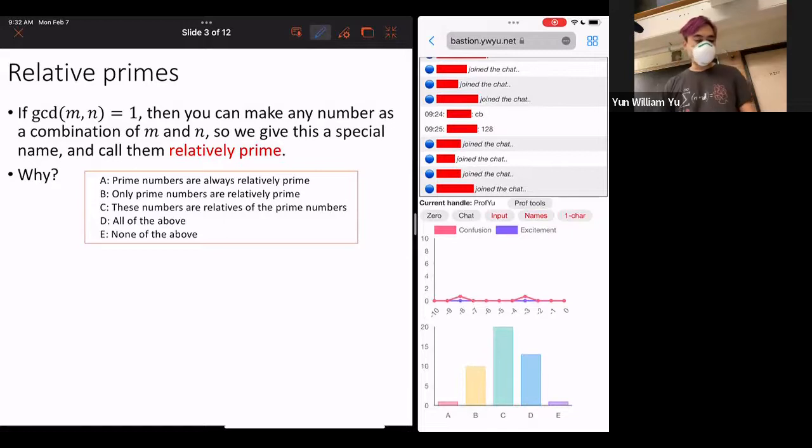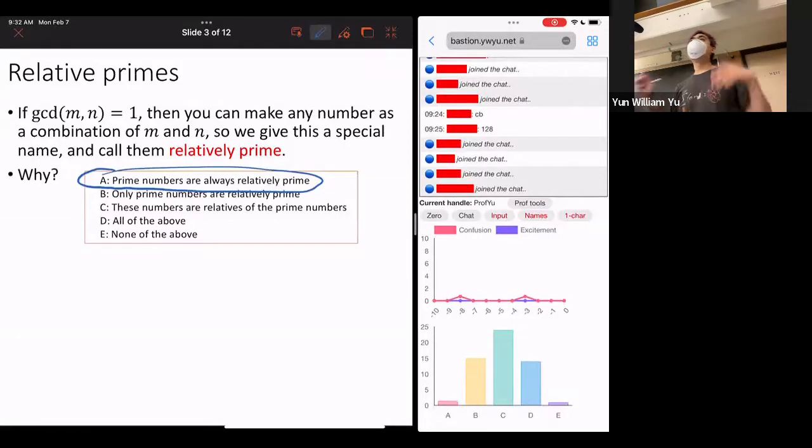So it turns out that the reason we call these relatively prime is that it is related to prime numbers, but prime numbers, any two prime numbers, are always relatively prime. Not only that, prime numbers are relatively prime to every number except for multiples of itself. And this is quite important, and we'll see this a little bit later.